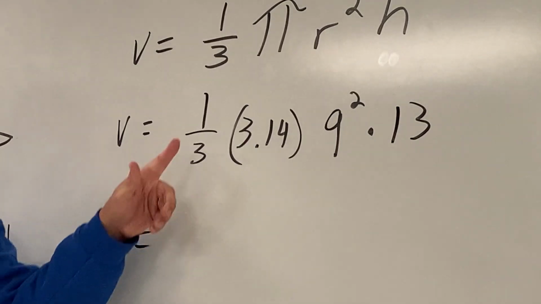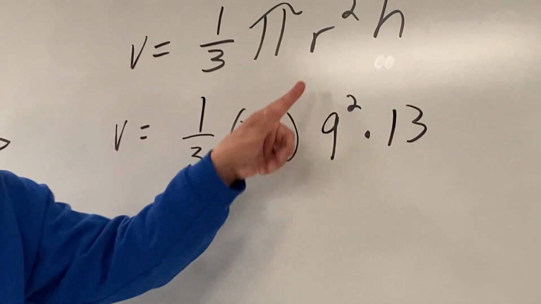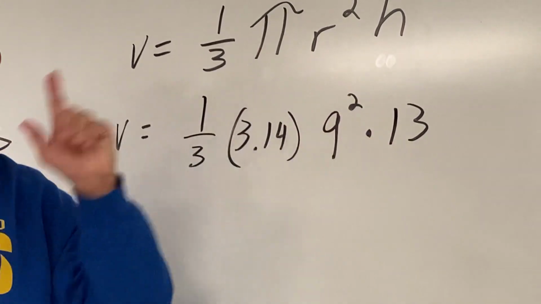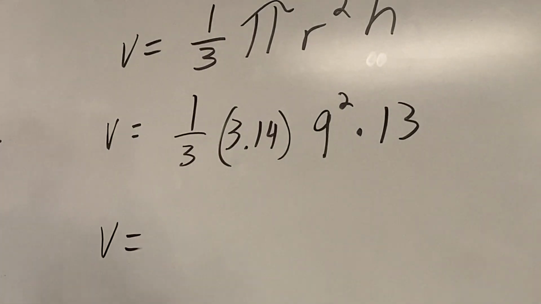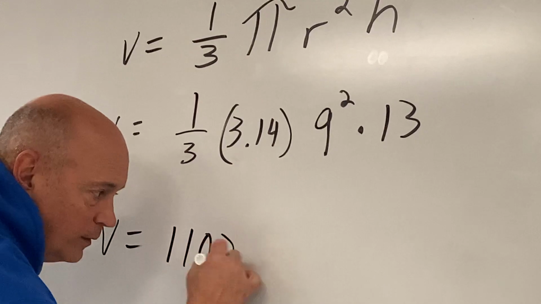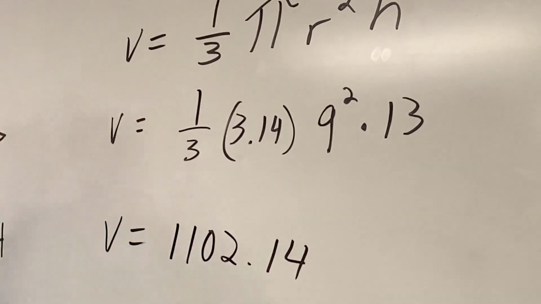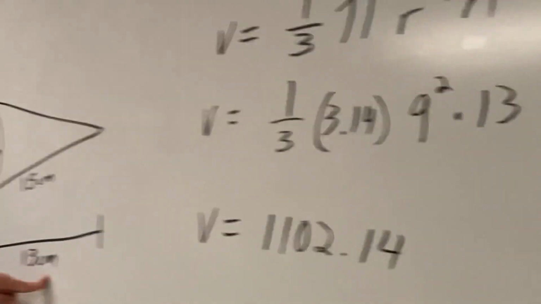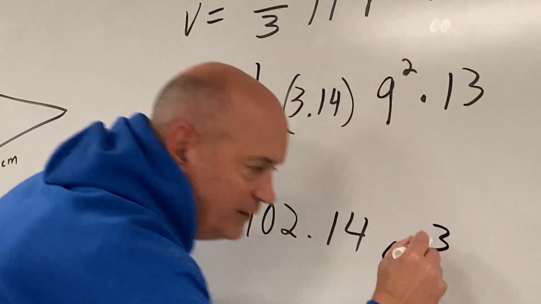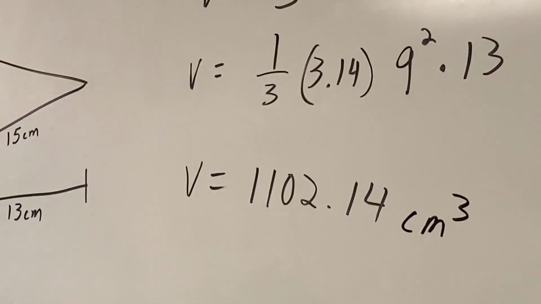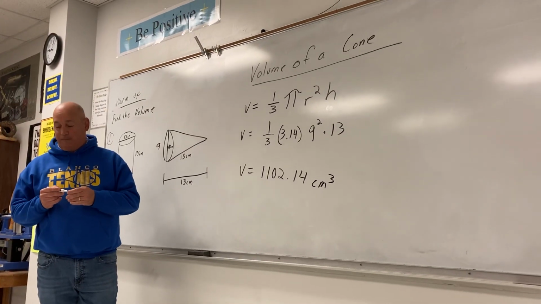What's 1/3 times 3.14 times 9 squared times 13? Angel, what do you got? 1,102.14. And let's put centimeters cubed. Does anybody disagree with 1102.14?